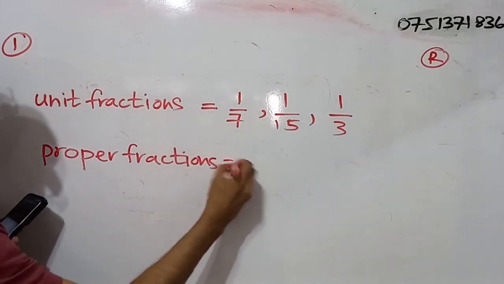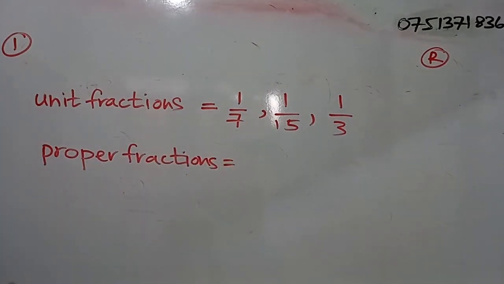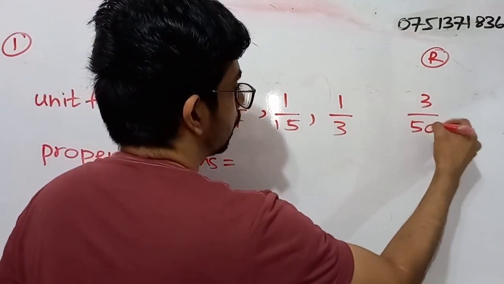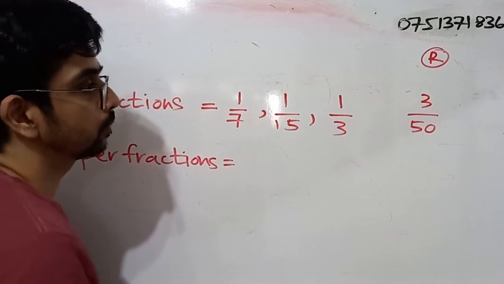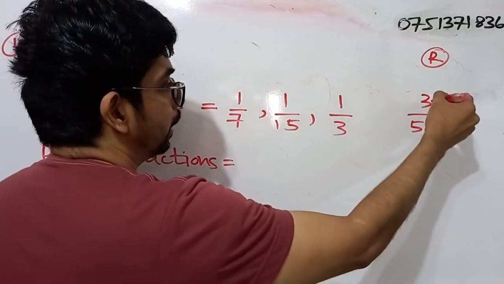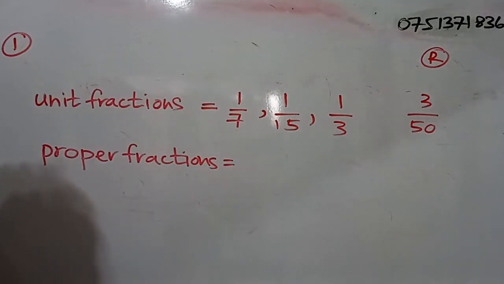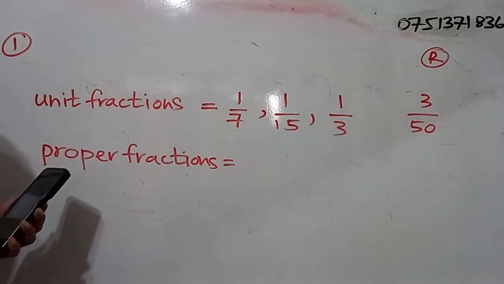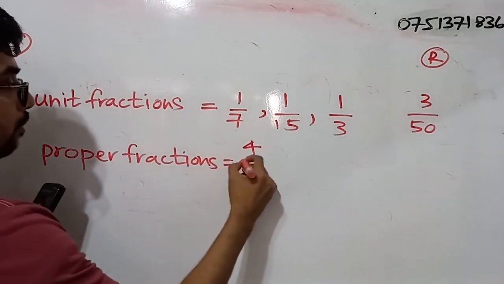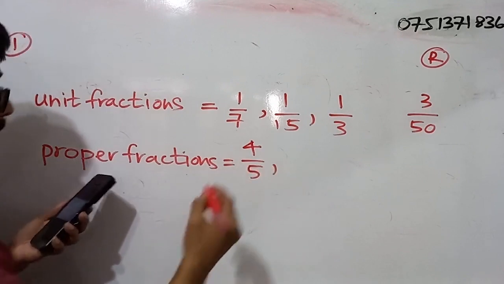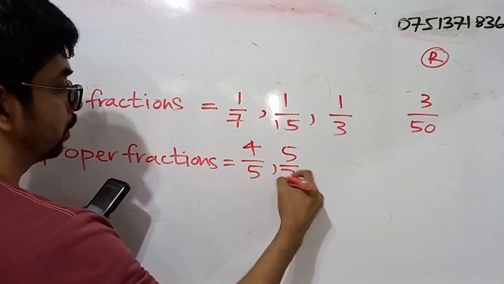Proper fractions. What are proper fractions? Let's take 3 by 50. Here, the numerator is smaller than the denominator. So those kinds of fractions are proper fractions, right? So what do we have? We have 4 by 5, then we have 5 by 7.